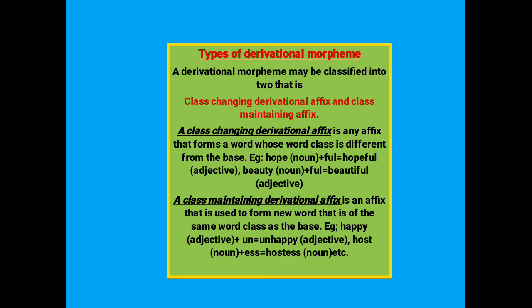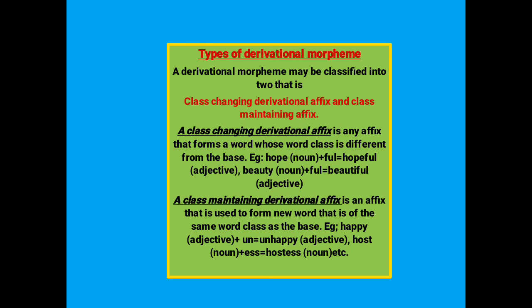Let's look at this example. Hope here is a noun, plus the affix ful. So when you add the affix ful to hope as a noun, it gives you hopeful, and hopeful here becomes an adjective. So in this example, it's changing from noun to adjective. Another example, we have beauty as a noun plus the affix ful to give us beautiful, and beautiful here is the adjective. So this is all about a class-changing derivational affix.